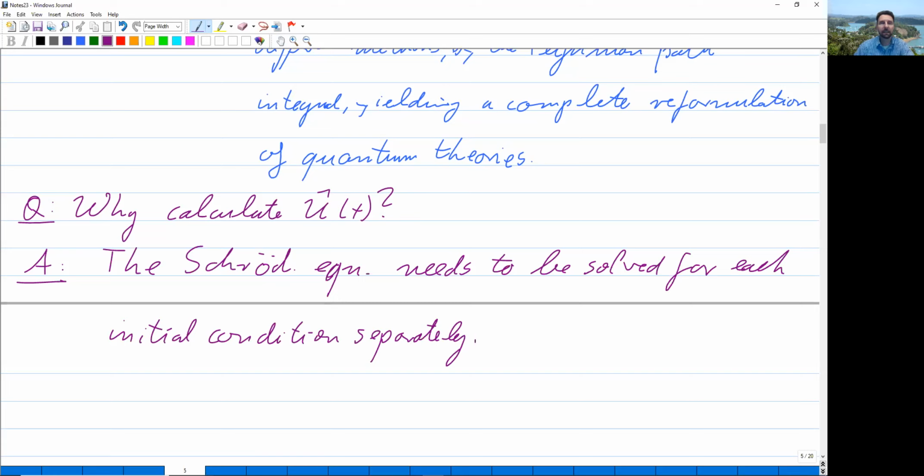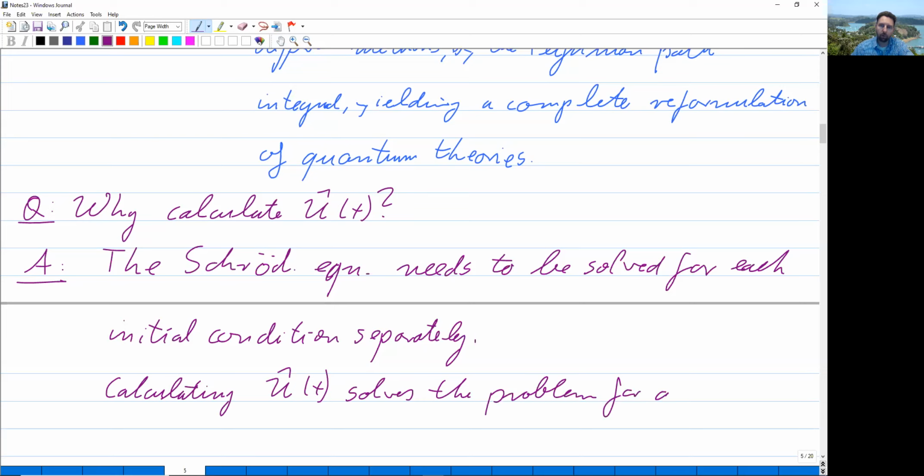This is a problem that can be overcome by calculating u hat of t. Calculating u hat of t solves the problem for all initial conditions at once.